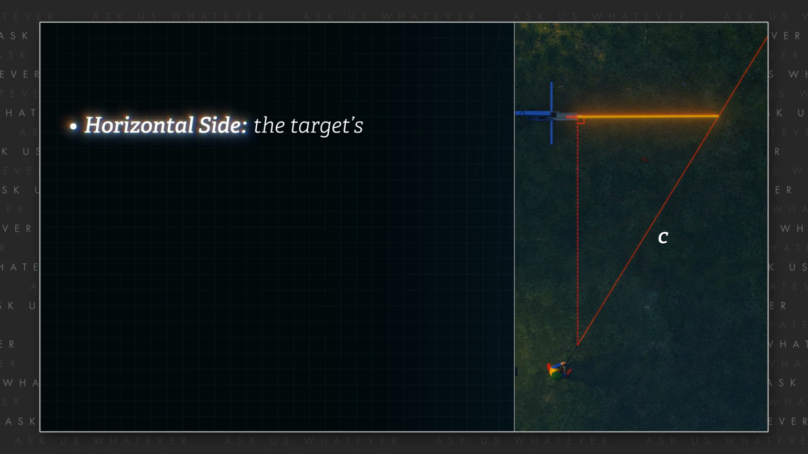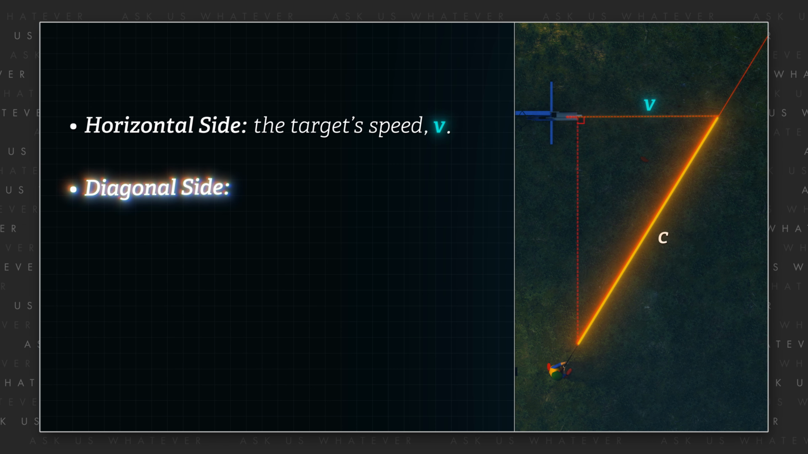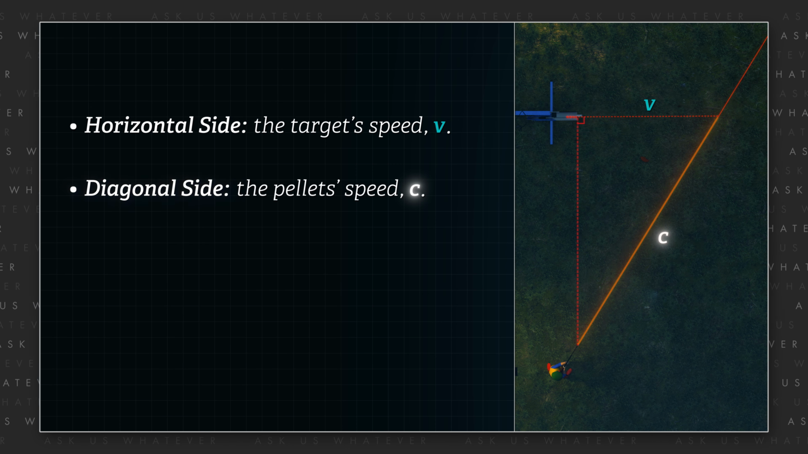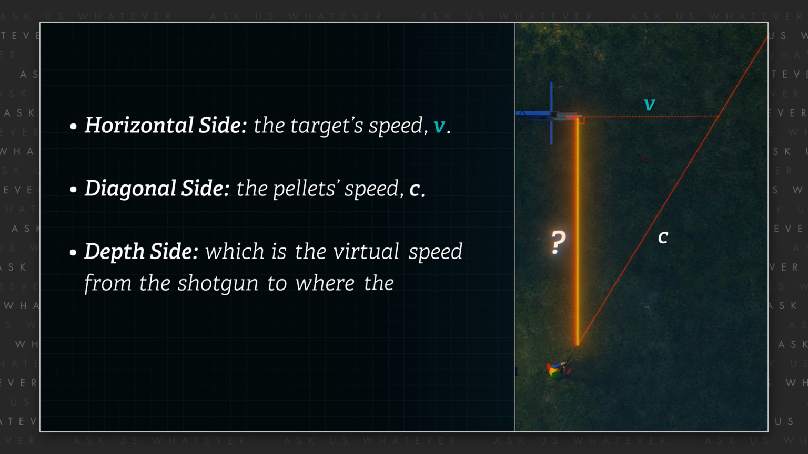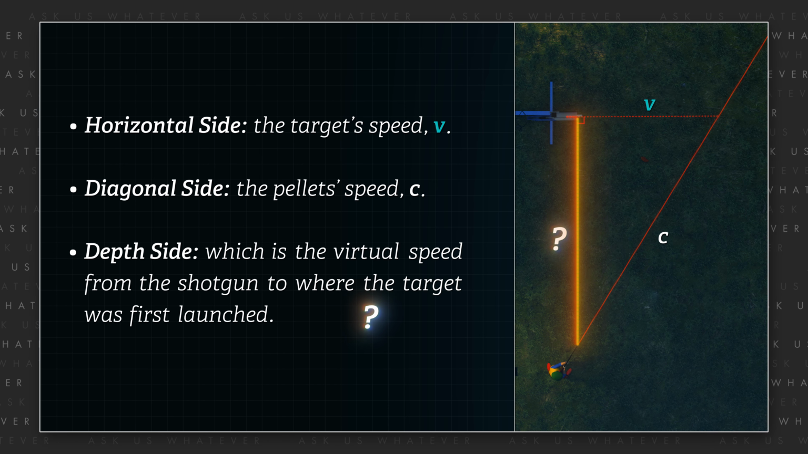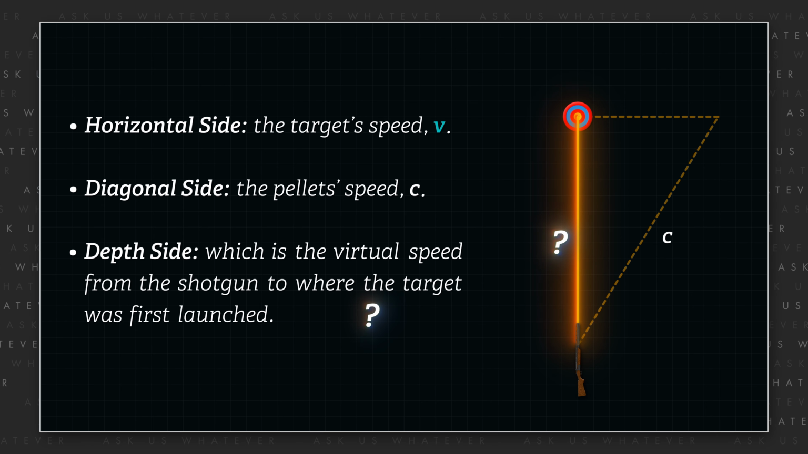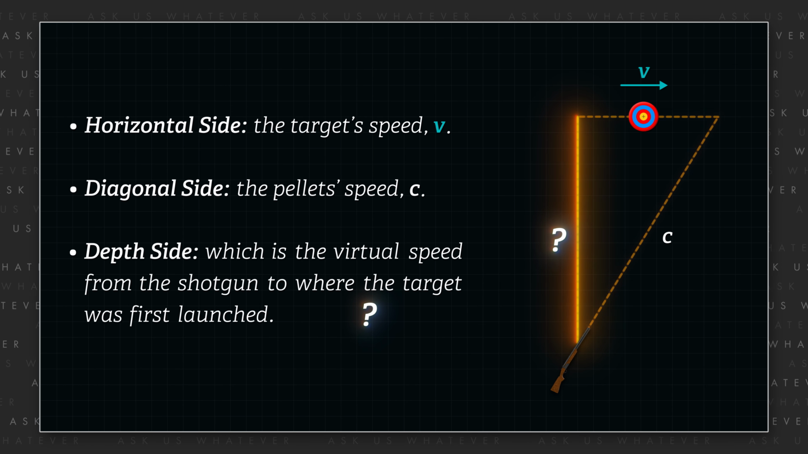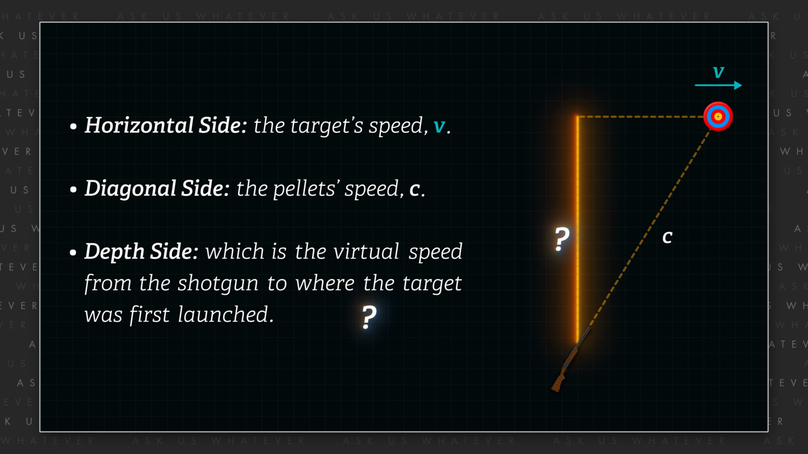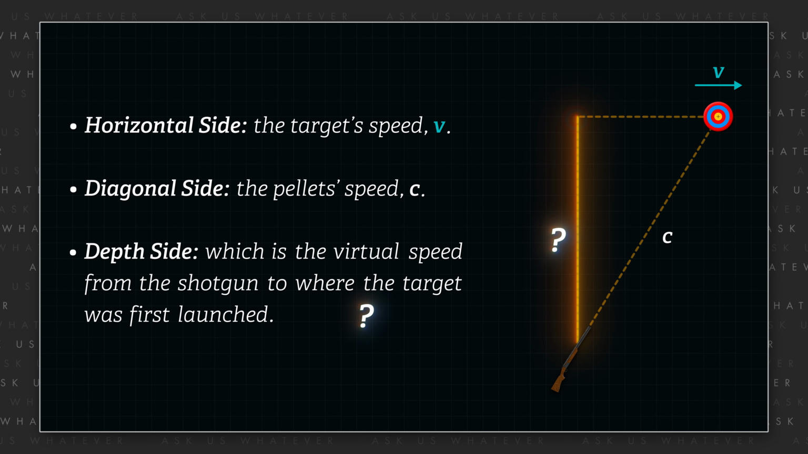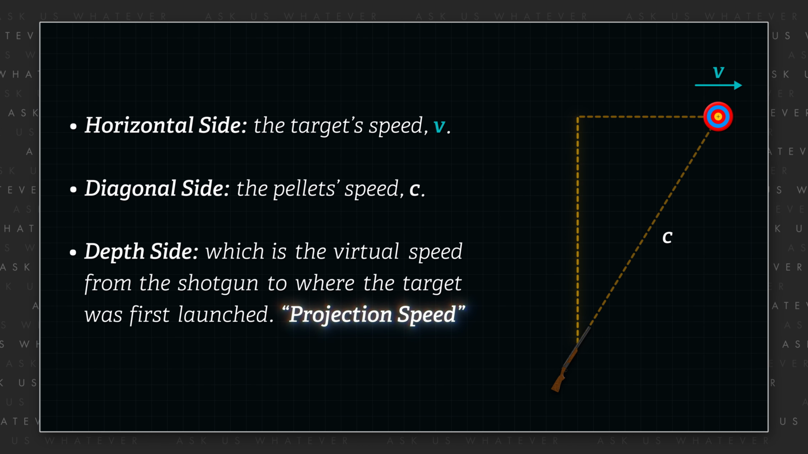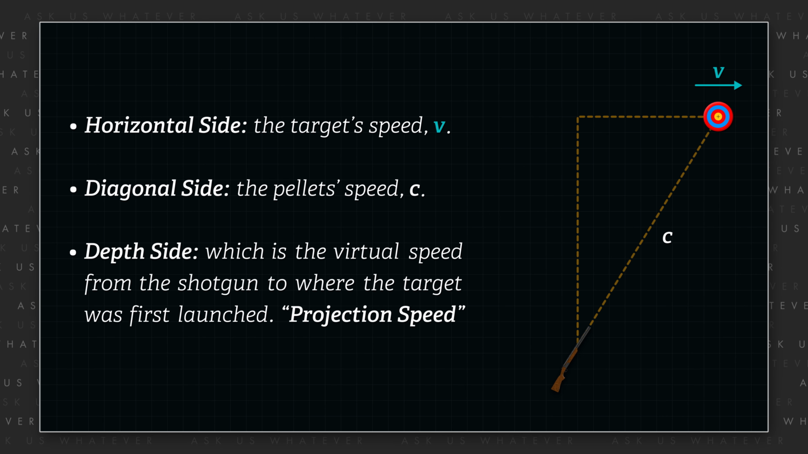Horizontal side, the target speed v. Diagonal side, the pellet speed c. The depth side, which is the virtual speed from the shotgun to where the target was first launched. In other words, it's a projection of the diagonal pellet speed onto a line that connects the shotgun to the starting location of the target. Let's call this the projection speed. Nothing to do with physics yet, just geometry.